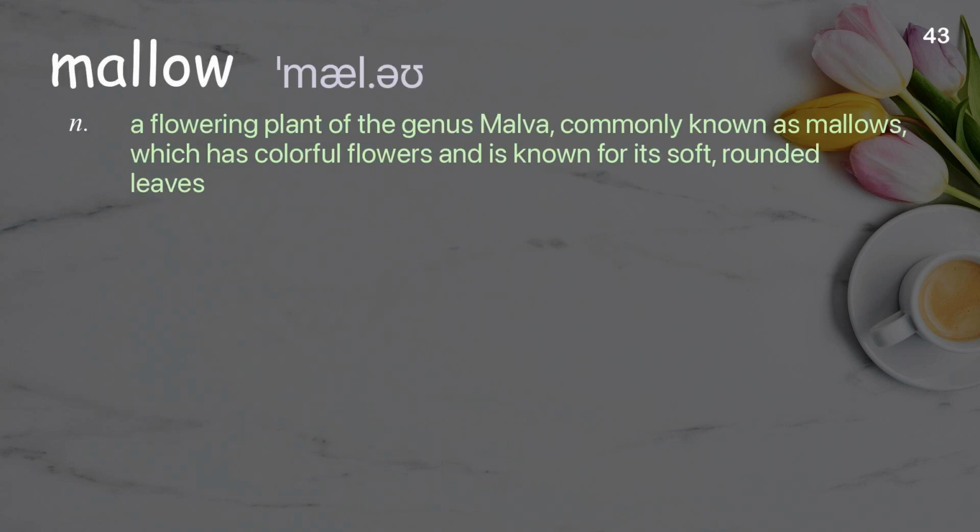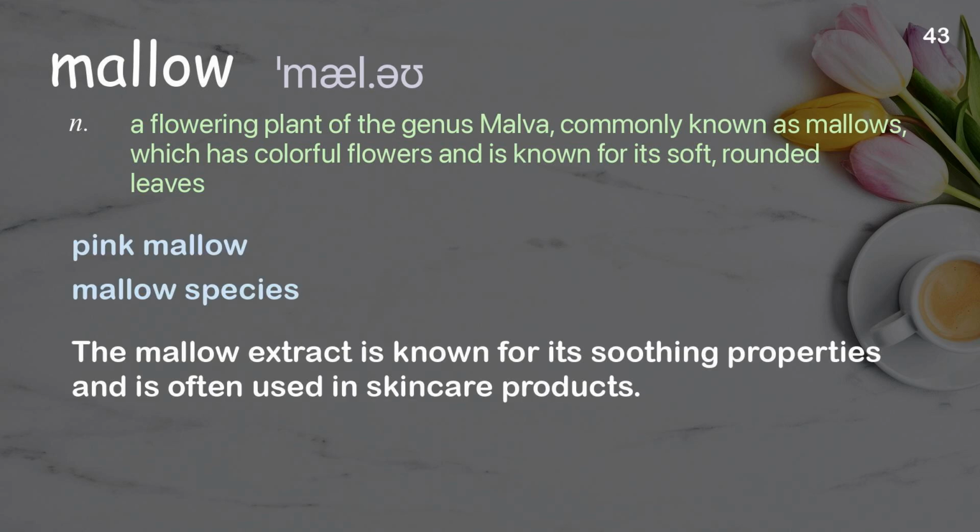Mallow. A flowering plant of the genus Malva, commonly known as mallows, which has colorful flowers and is known for its soft, rounded leaves. Examples: Pink mallow. Mallow species. The mallow extract is known for its soothing properties and is often used in skincare products.